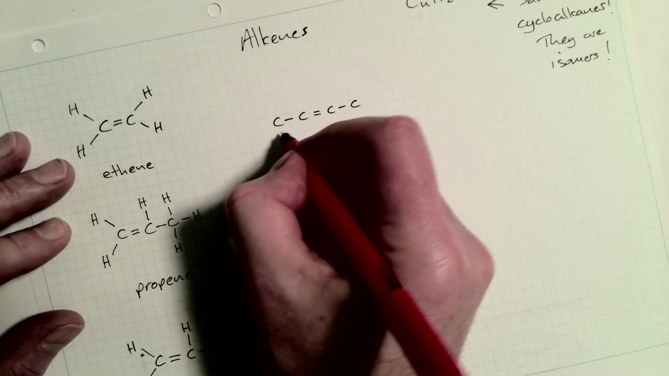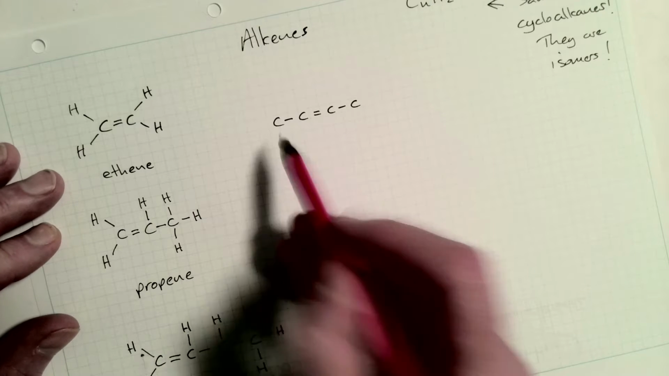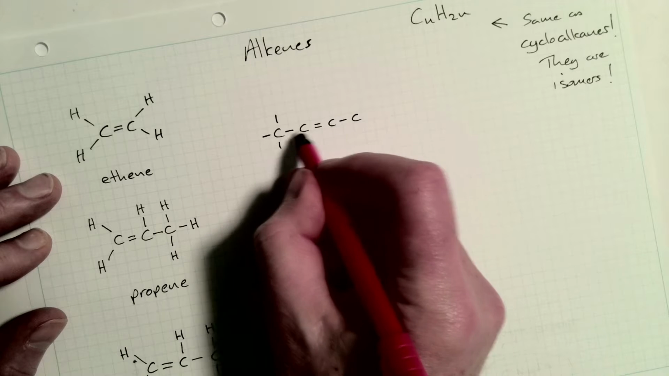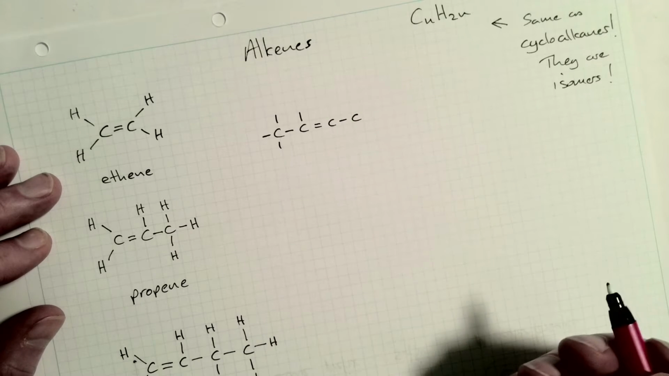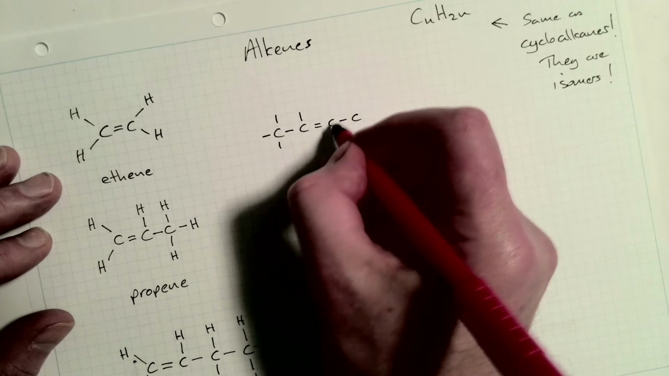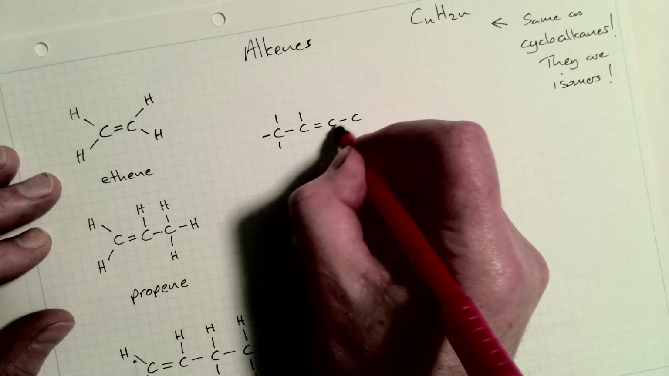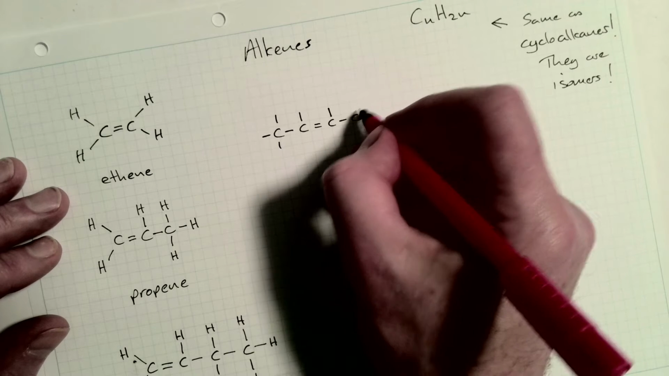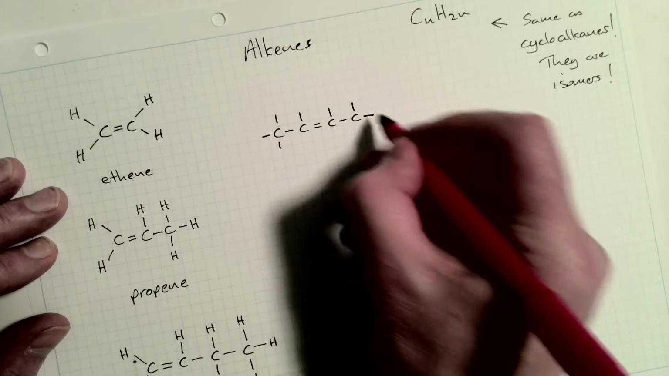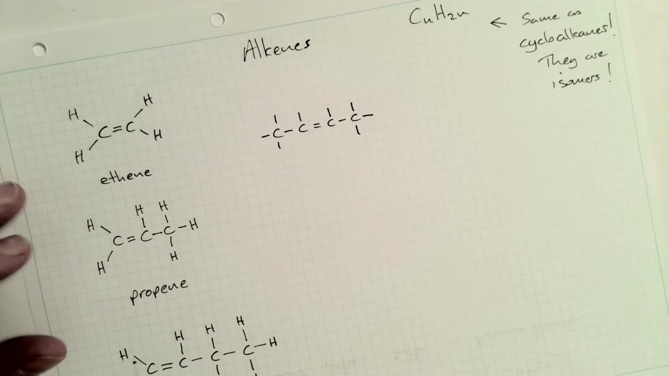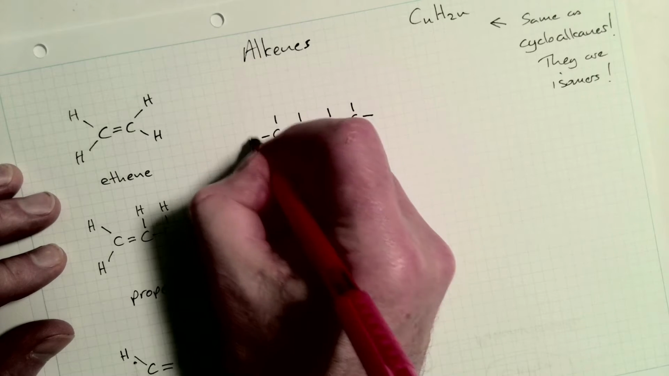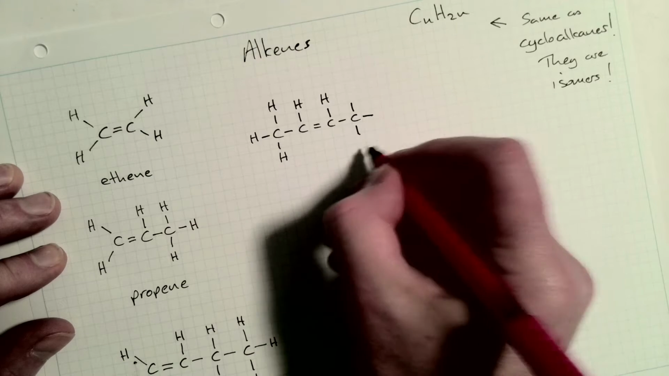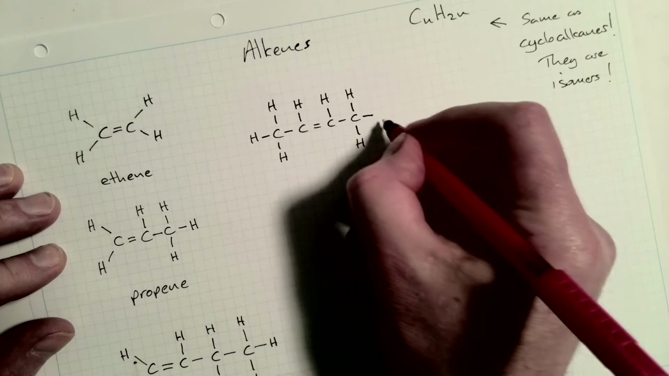And again, let's count. This carbon only has 1 bond at the moment, so I can put 3 more bonds in. 1, 2, 3. This carbon has 3 bonds, so it can only have 1 extra bond. And this carbon has 3 more bonds available. So let's put our hydrogen in. Hydrogen, hydrogen, hydrogen, hydrogen, hydrogen, hydrogen.